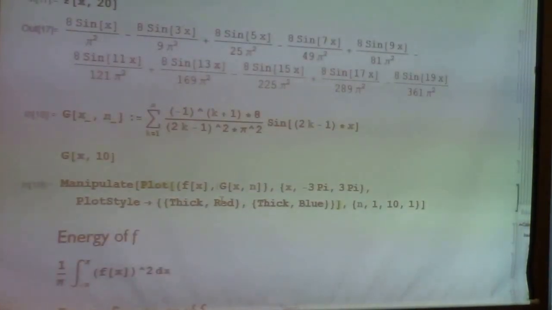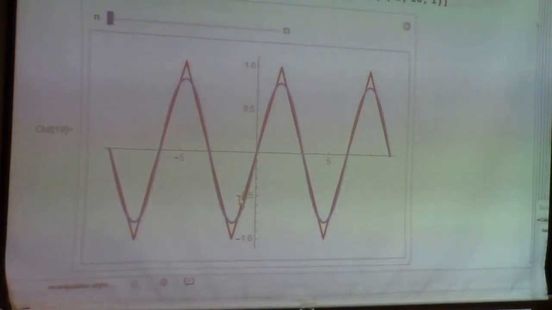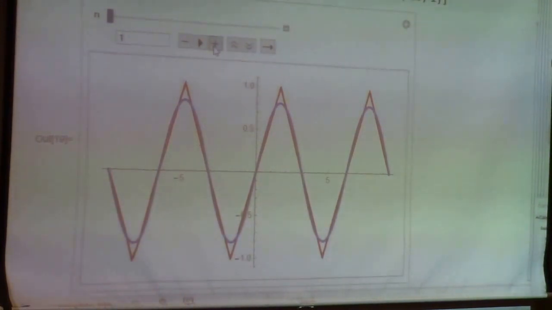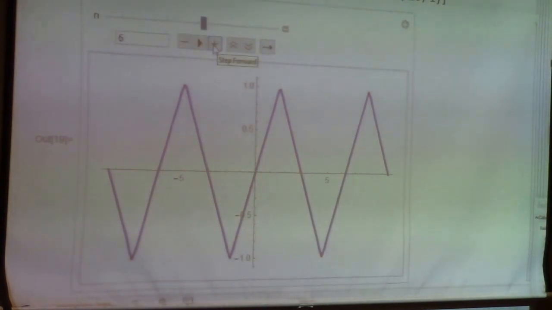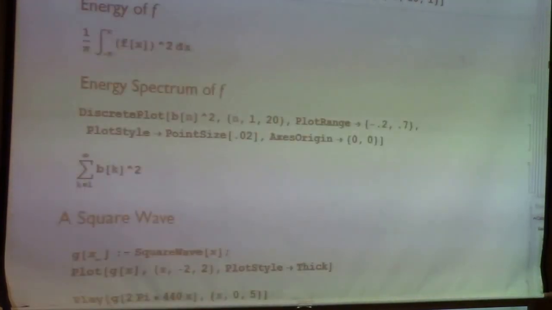And we can see in animation that these blue graphs approximate the red graph better and better. The higher the degree of the Taylor polynomial is, if I keep stepping forward, I get better and better approximations to the red graph. What's the practical meaning of that? Why would you want to approximate this triangular wave with trig functions?